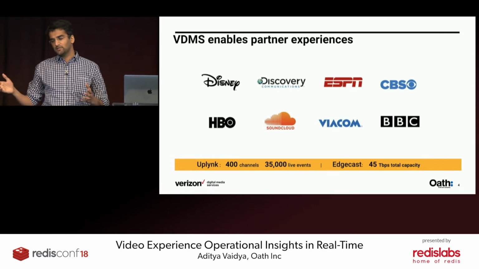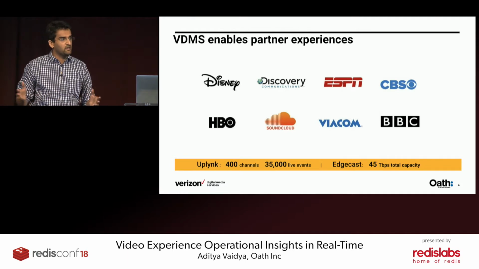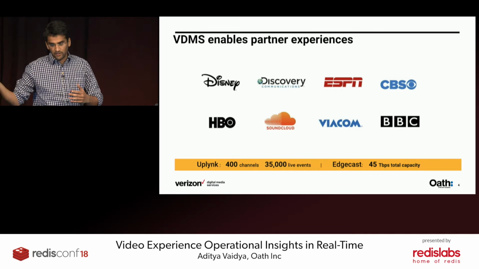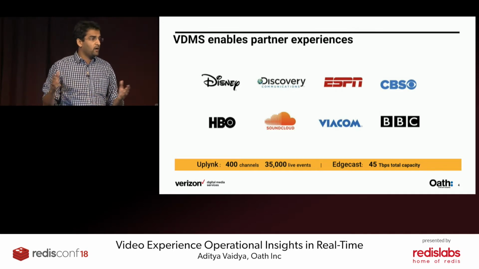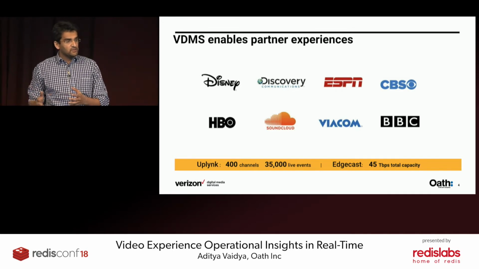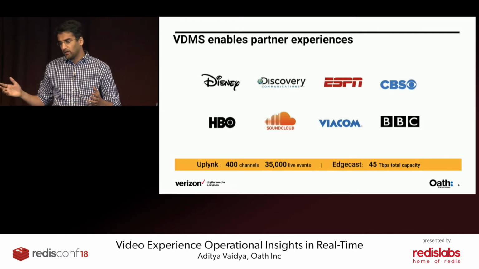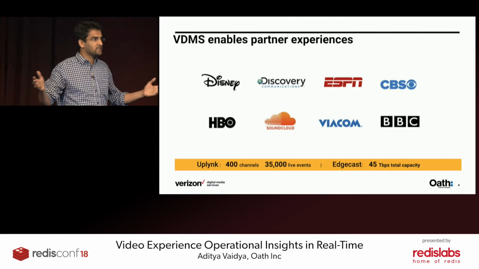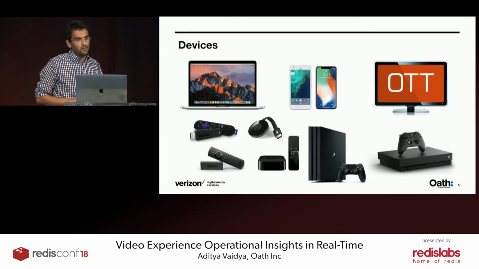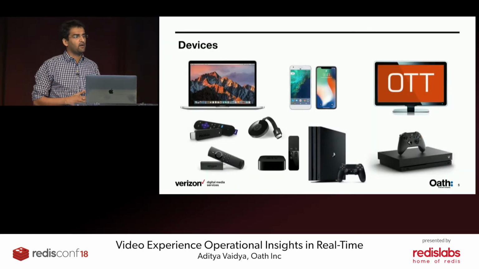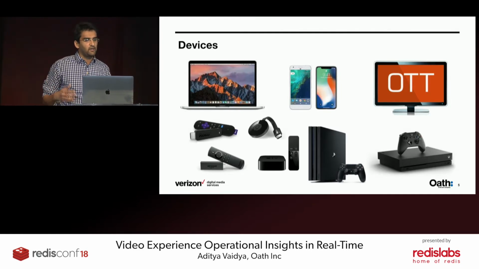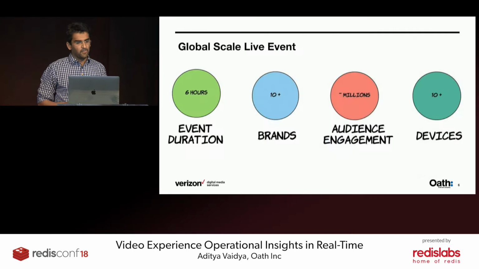And in terms of numbers, with Uplink, which is our video streaming service, we have streamed more than 35,000 live events just in the last year, with 400 odd channels. And Edgecast, which is our content delivery network, has a total capacity of 45 terabits per second, which itself says a lot about the scale at which we operate. In terms of devices, we have our presence on pretty much most devices. That includes mobile, connected TVs, smart TVs, and web.